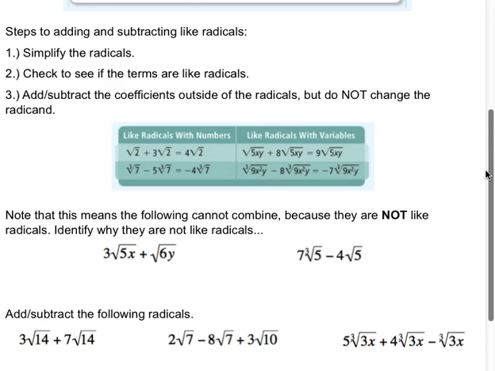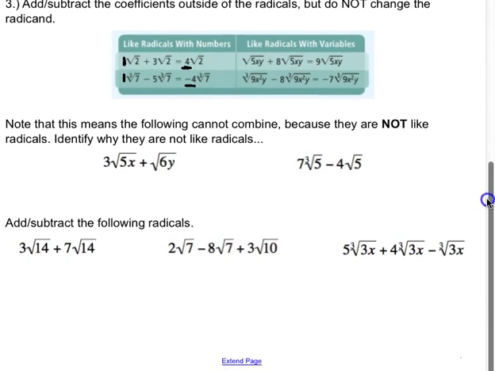So if you look at the examples in this chart, for example, you have 1 plus 3 gives you the 4, but notice that the square root of 2 doesn't change. Here you have 1 minus 5 gives you a negative 4, but note that the square root of 7, again, doesn't change. You're adding and subtracting the outsides, not the insides. However, this only works with like radicals.